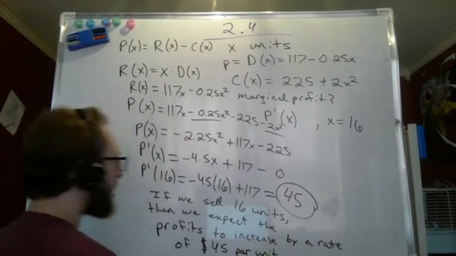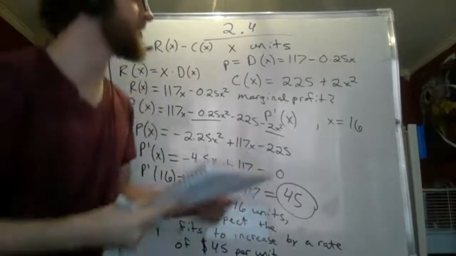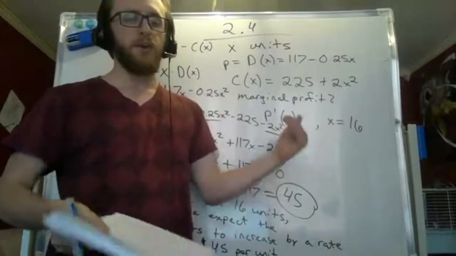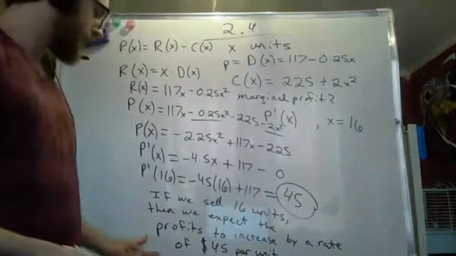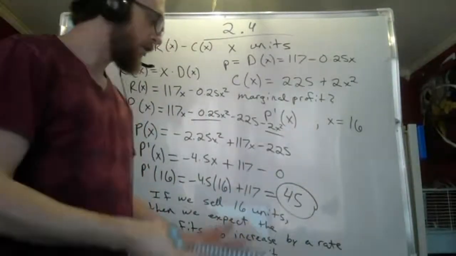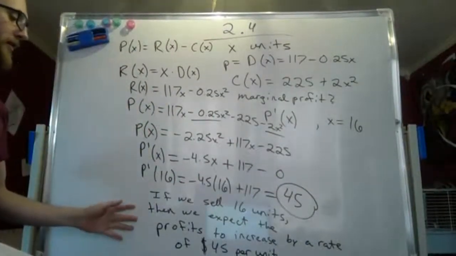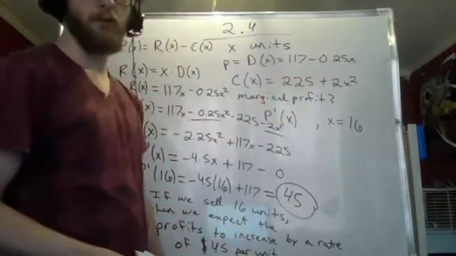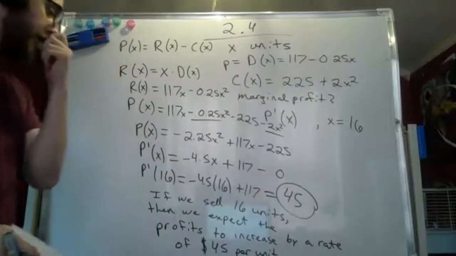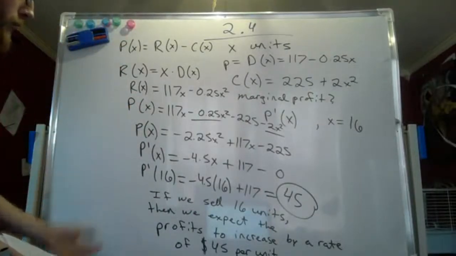So this is good. This is saying that if we only sell 16 units, then we expect over time after this point, we expect profits to increase. Well, that's great. So for this predictive model, we have that when we sell 16, we expect profits to go up over time. Okay. So then why do we really care about this?